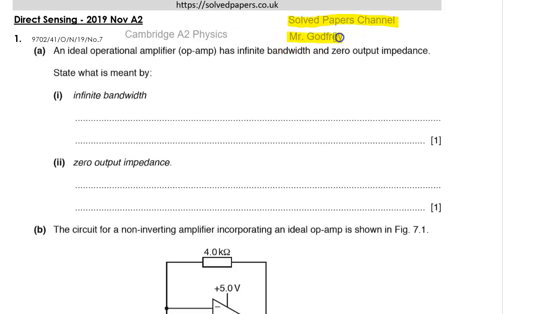I'm Godfrey. In this video, I'm solving a Cambridge A Level 2 Physics question on direct sensing. This was from the 2019 November exam series.